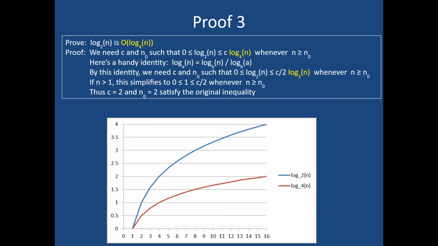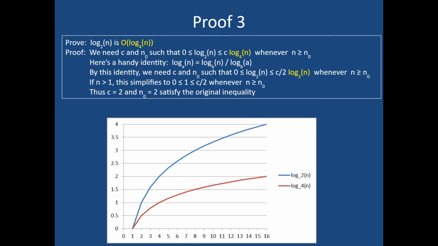Okay, here's one. The green curve is log base 2 of n, and the red curve is log base 4 of n. So let's think about n naught first. How big does n naught have to be? At least 1. Okay, said at least 1. Why does n naught have to be at least 1? Because it goes negative over here.